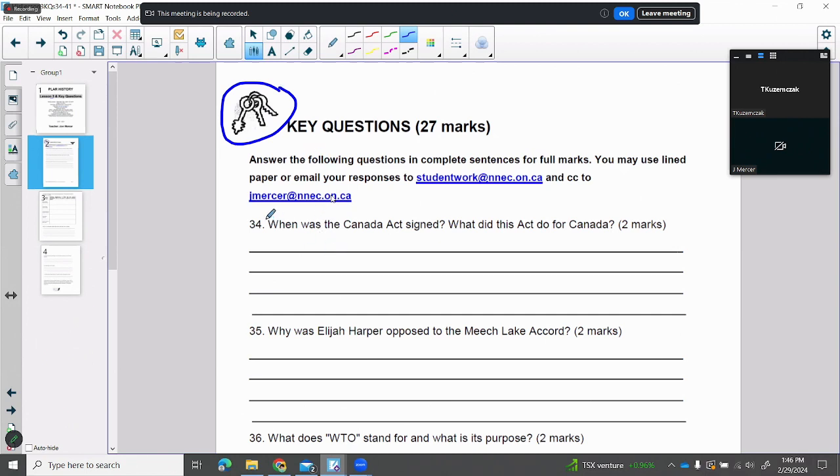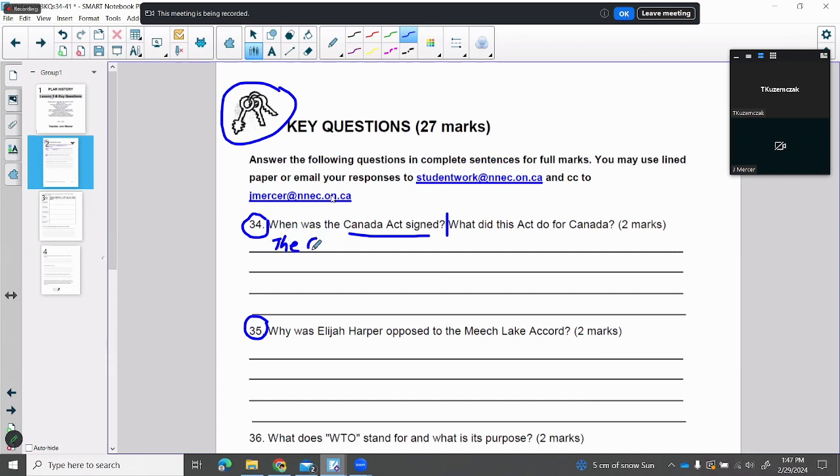Okay, let's do key questions 34 and 35, and then we'll stop there. Okay, when was the Canada Act signed? This one has two parts as well. When was the Canada Act signed, and what did this act do for Canada? Remember, always answer your key questions using complete sentences. And again, if you want, the spaces are there for you, but you can still use line paper, or you can also email your responses if you don't want to use the spaces that I have provided.